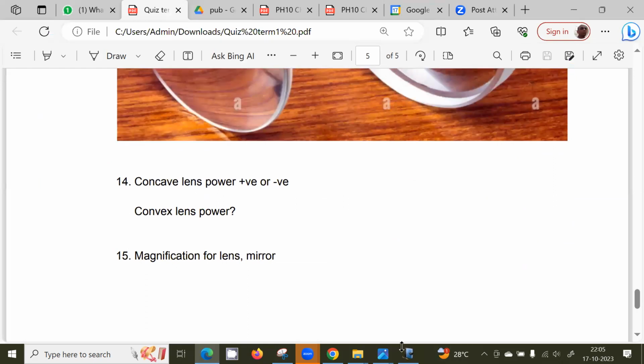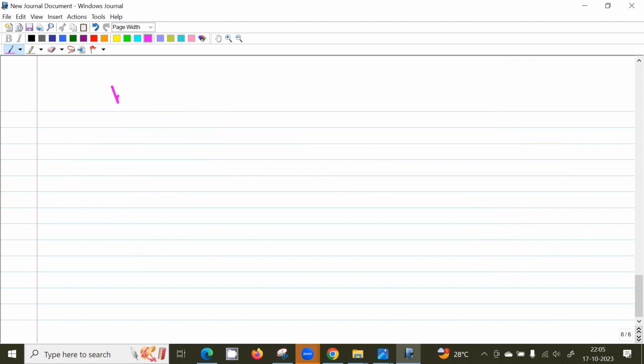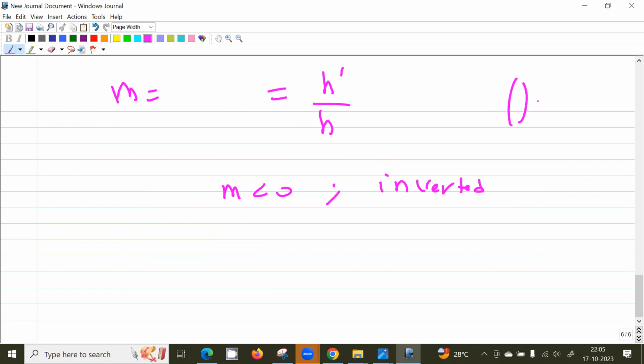Magnification of lens and mirror. Okay, the basic thing is image size by object size, and it should be negative for an inverted image. So for a convex lens, the y-axis positive is upwards. If the object is like this, h, the real image will be like this, h prime. So obviously h prime is negative. So this will give me the negative answer.